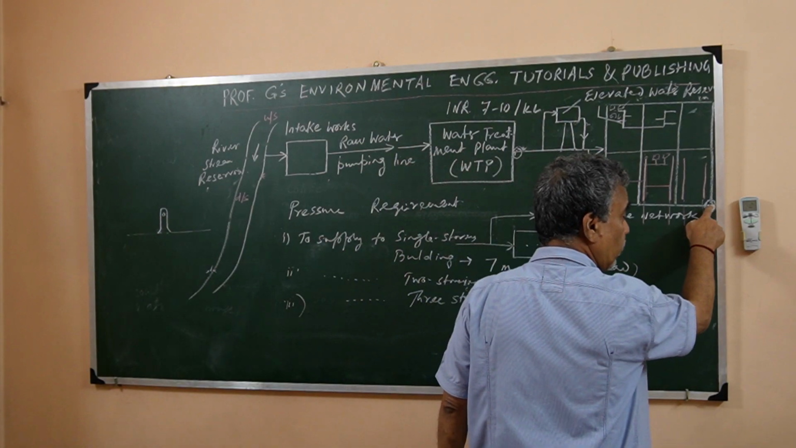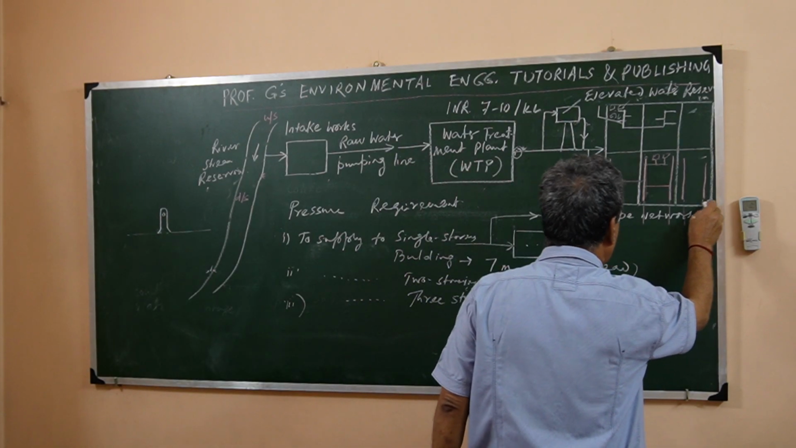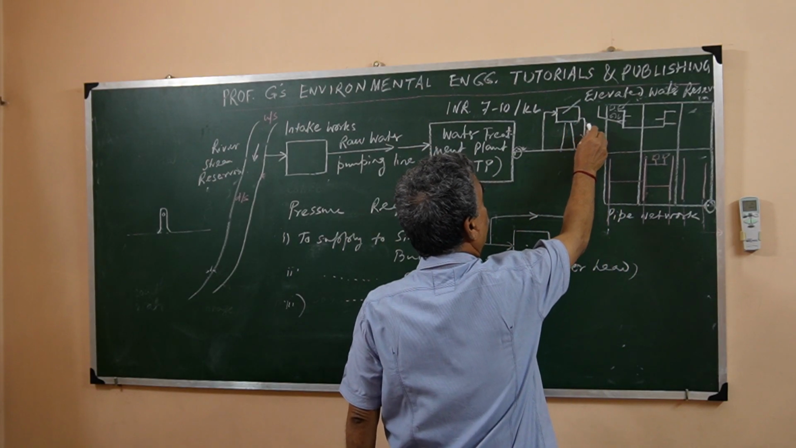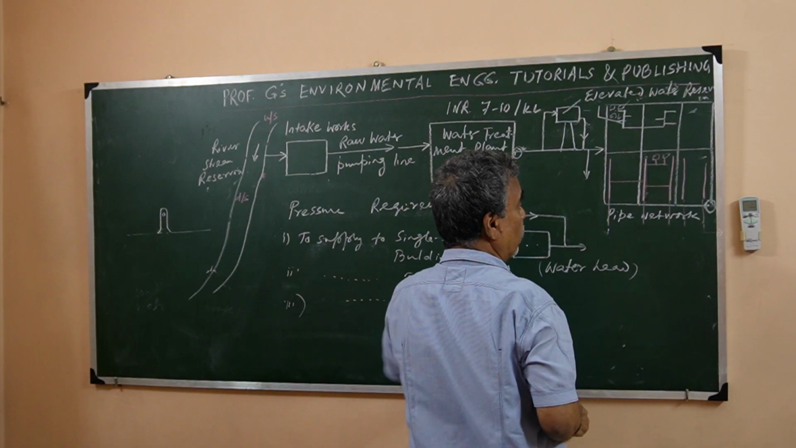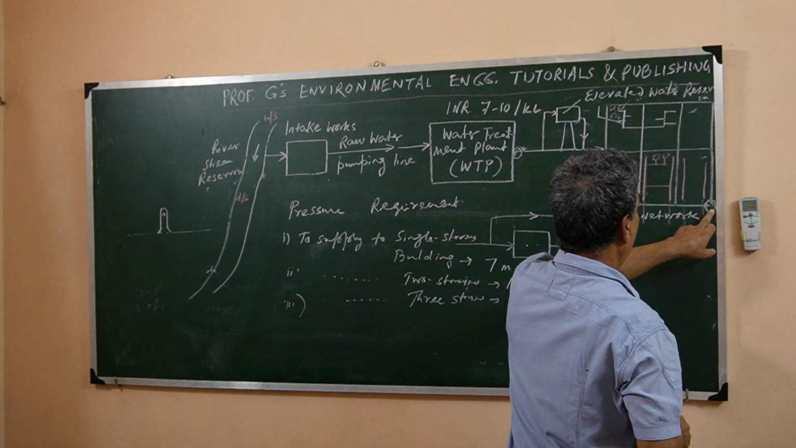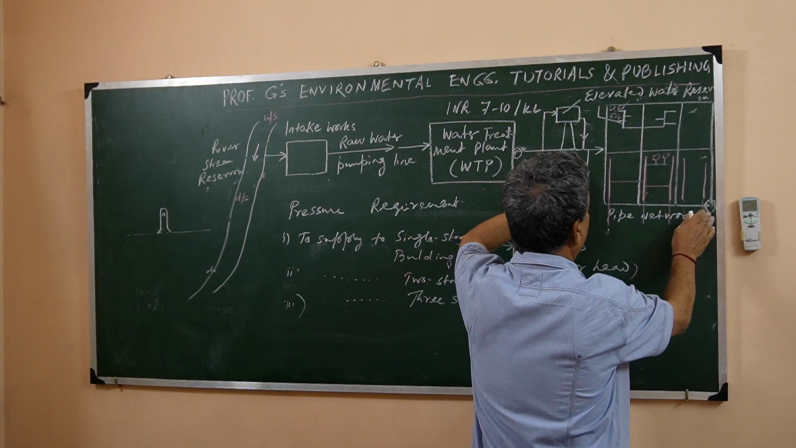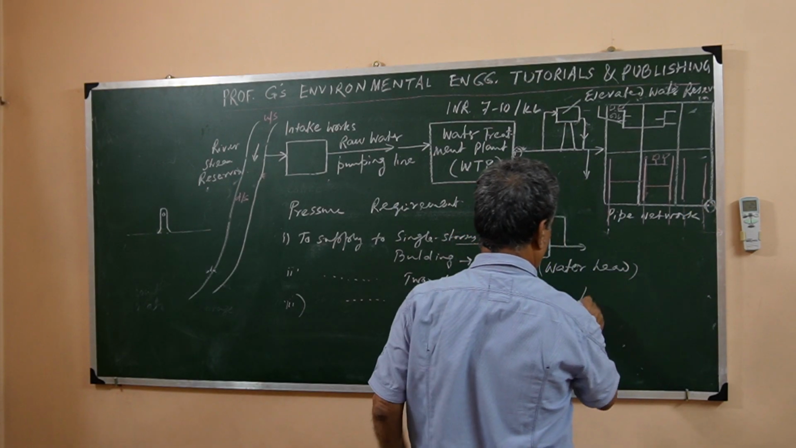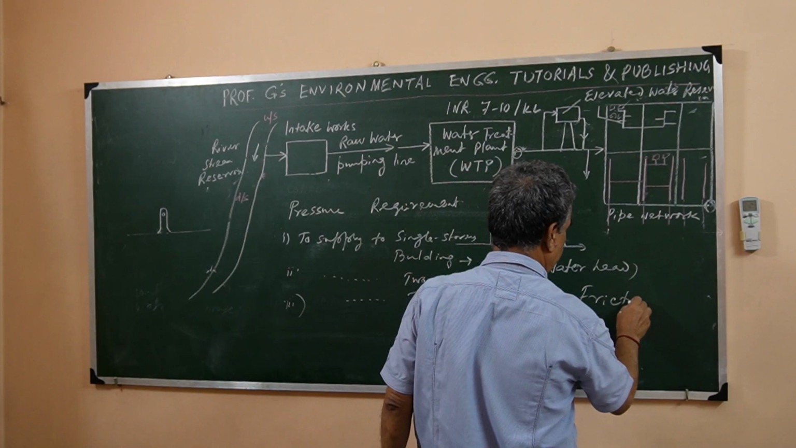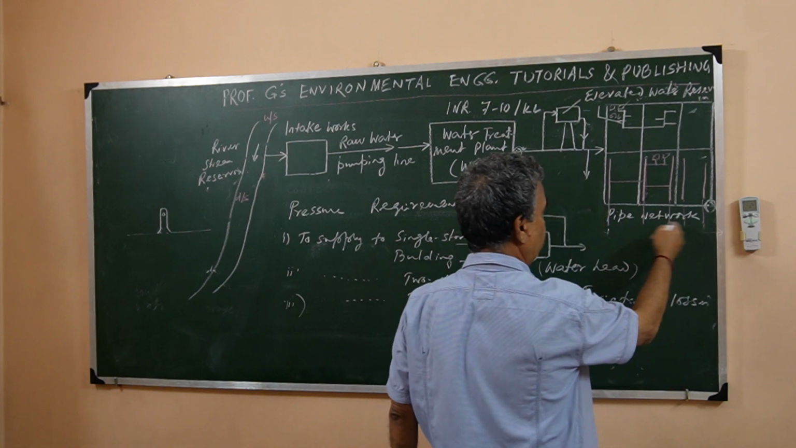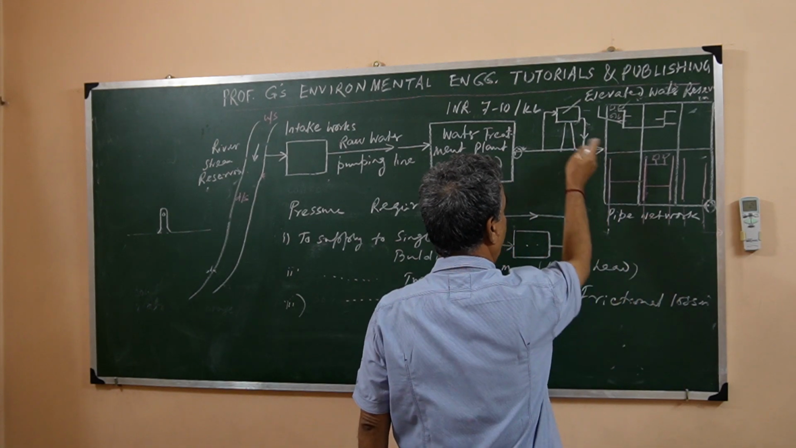So this must be available at the farthest. And accordingly, you have to calculate that if you supply through reservoir, then what should be the height of the reservoir, considering this 7 meter here, and then the longest length of pipe also, the frictional losses. So that is the frictional losses due to pipes also, this length of pipe.